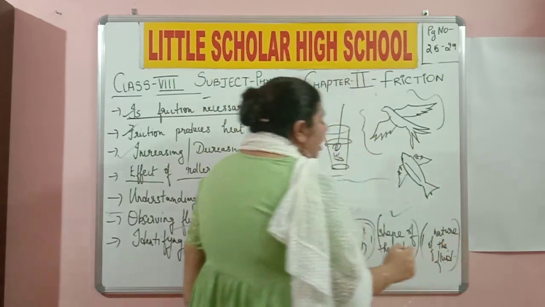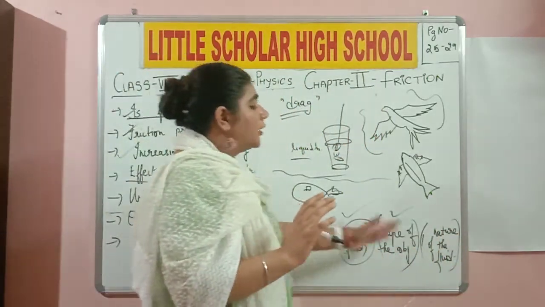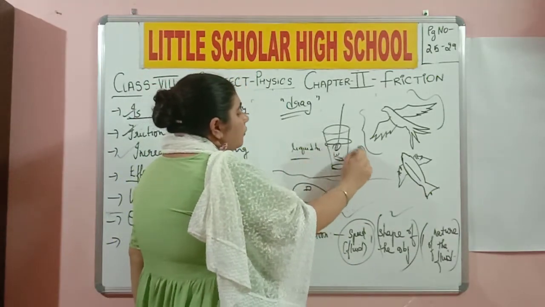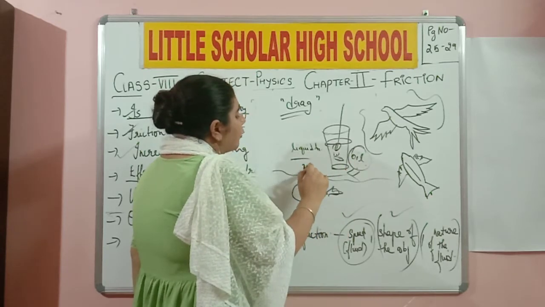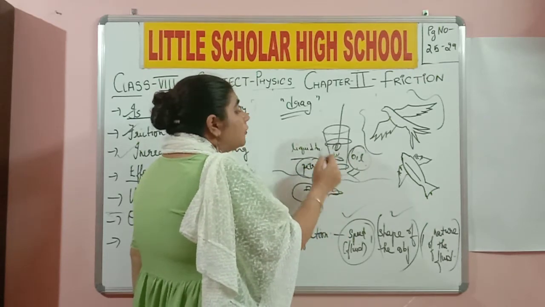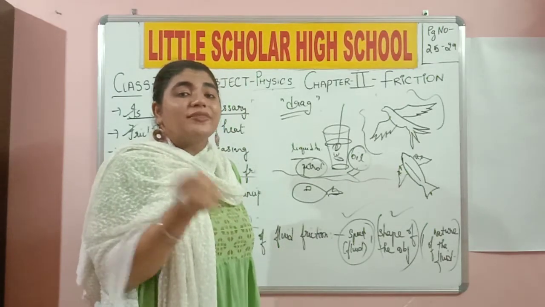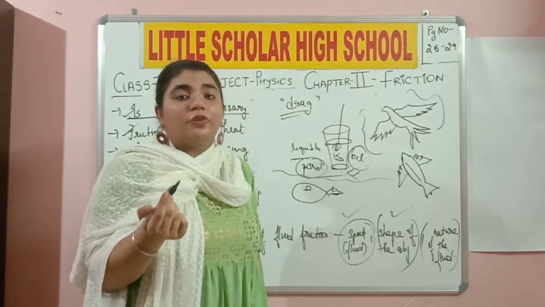Now, what is the last but not the least factor over here? Nature of the fluid. If instead of water I was using oil, the fluid friction would be something different. If instead of oil I was using petrol, then again the fluid friction would be different because the density is different over here. The viscosity of oil and petrol with respect to the glass is going to be different.